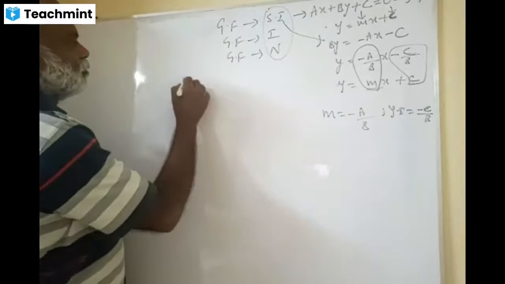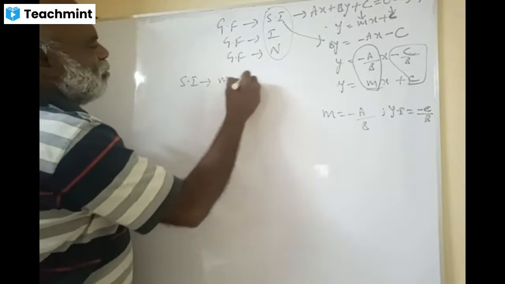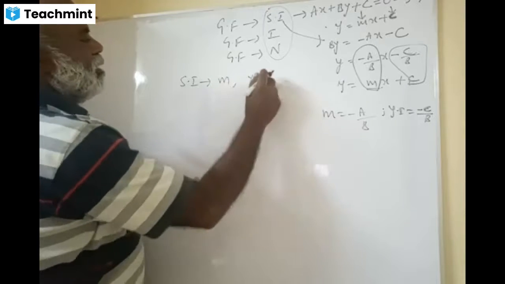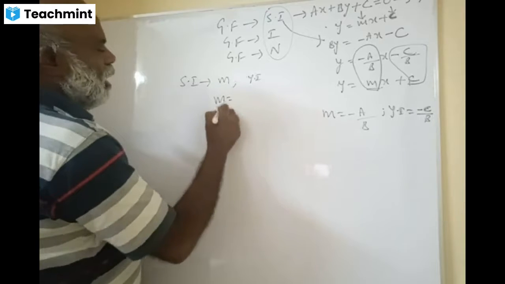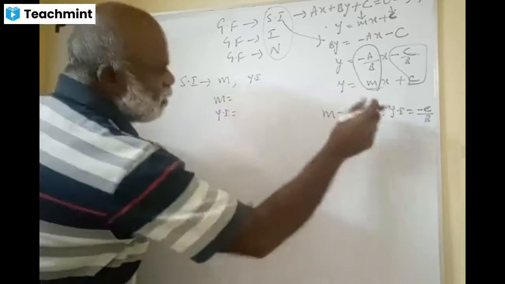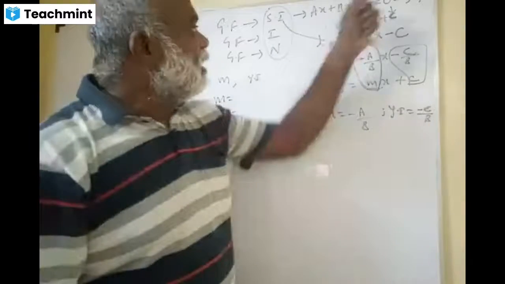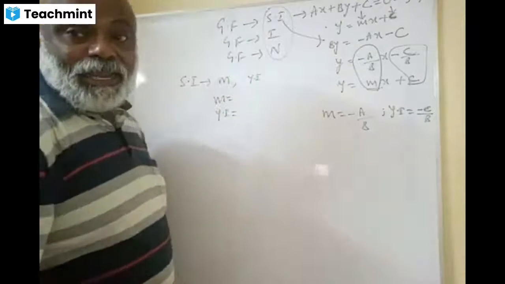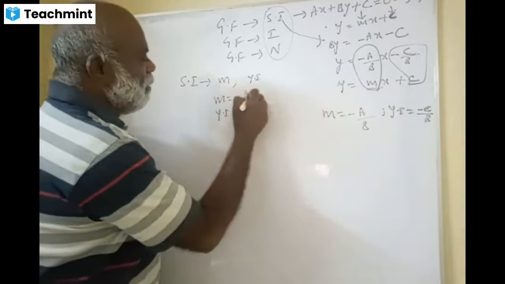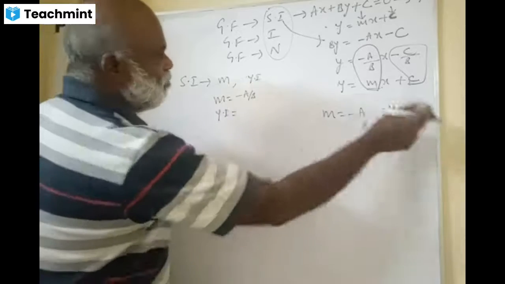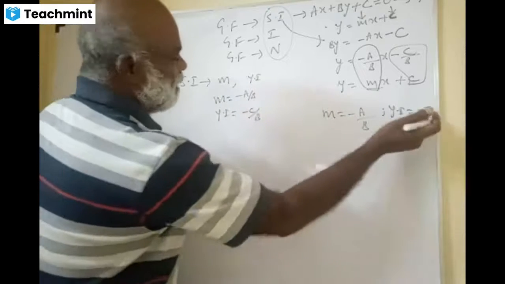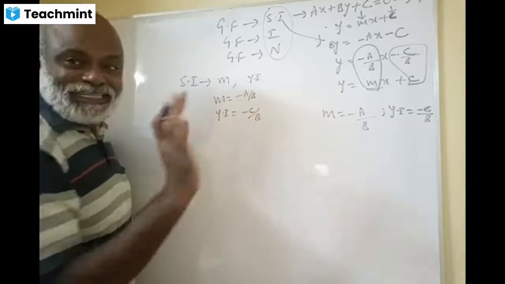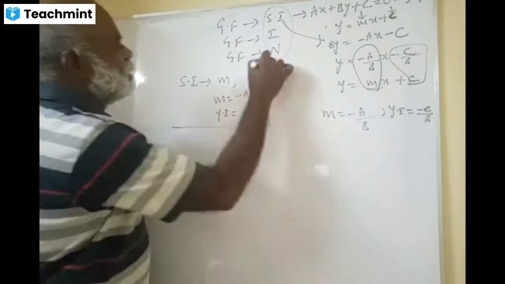Here, in the slope intercept formula, there is m and the y intercept. So m equals what, and y intercept is what? All these three forms are expressed in terms of A, B, C. M is minus A by B, y intercept is minus C by B. This is about the slope intercept formula.